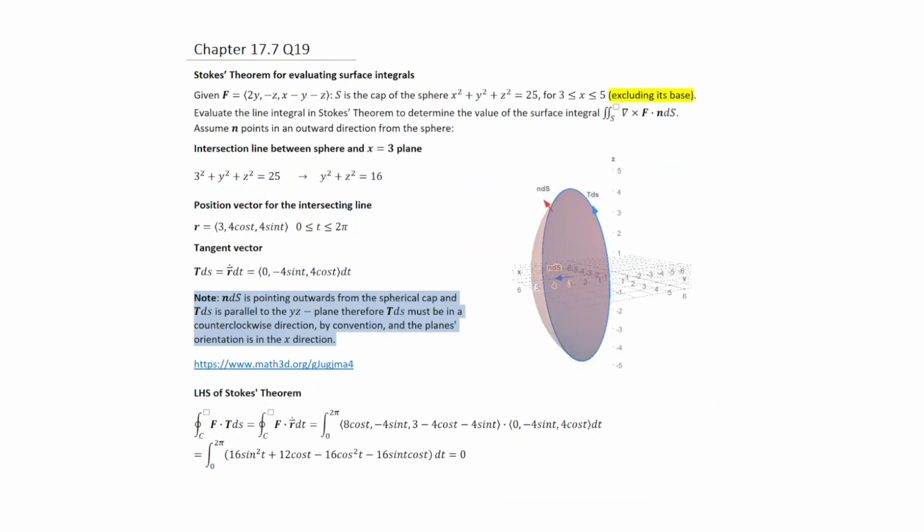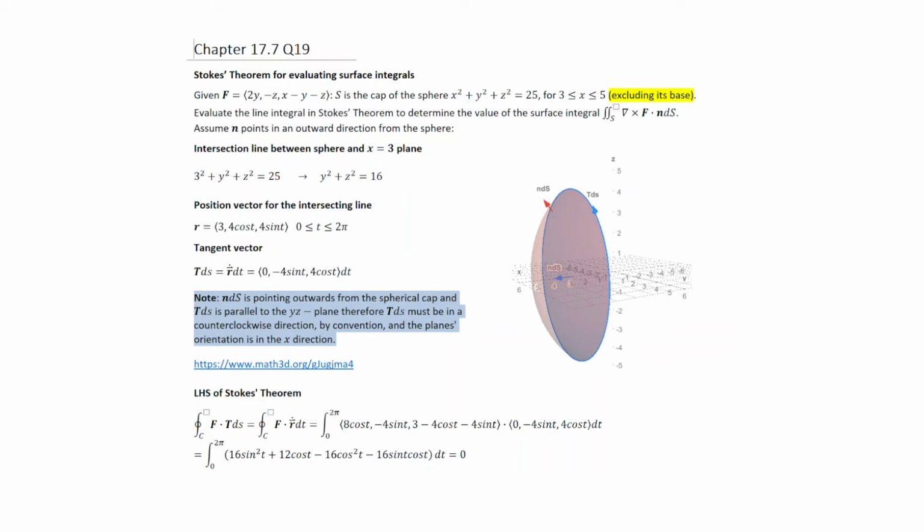Okay, so the next thing is to look at another problem. This is question 19, chapter 17.7, Stokes' theorem for evaluating surface integrals. You're given the vector field f, which is 2y minus z and x minus y minus z. S is the cap of the sphere x squared plus y squared plus z squared equals 25 between x of 3 and 5, excluding its base. So it's only the portion that involves the cap itself.